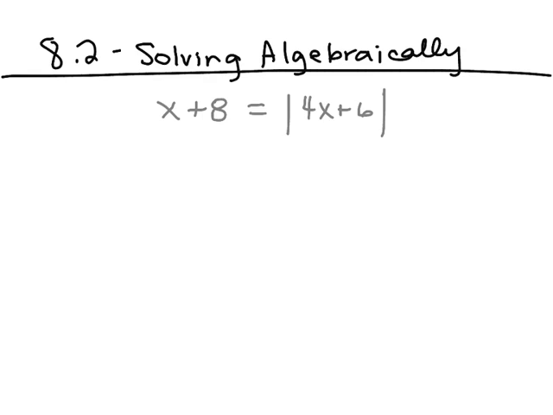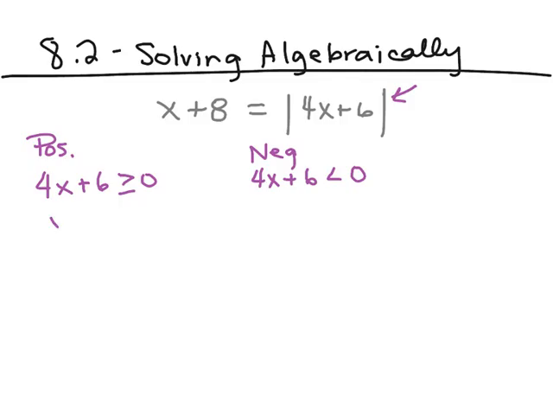Solving absolute value functions algebraically. So first we're going to start with linear. The first thing you need to do is put it into piecewise function notation. So we have our positives and our negatives, and we want to find the positive and negative values of the absolute values. So 4x plus 6 is greater than or equal to 0, or 4x plus 6 is less than 0.